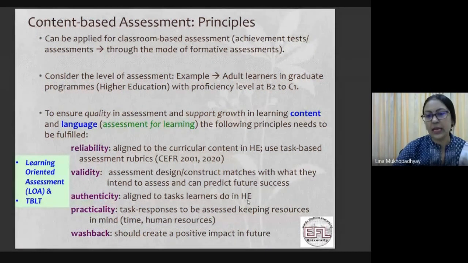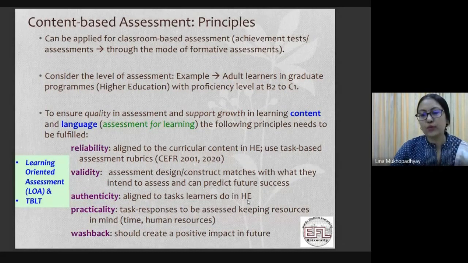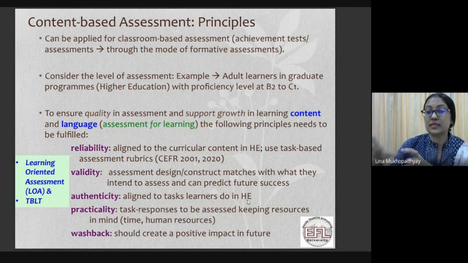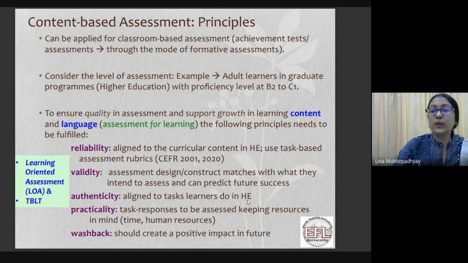in higher education, like writing summaries, writing critical reviews, writing position papers, writing essays, academic essays, things like that. So if we choose such tasks and if we choose texts from content classes, that will make the assessment tool authentic. Then we have to also look at the principle of practicality, that we cannot just get lost in translation of time and human resources.